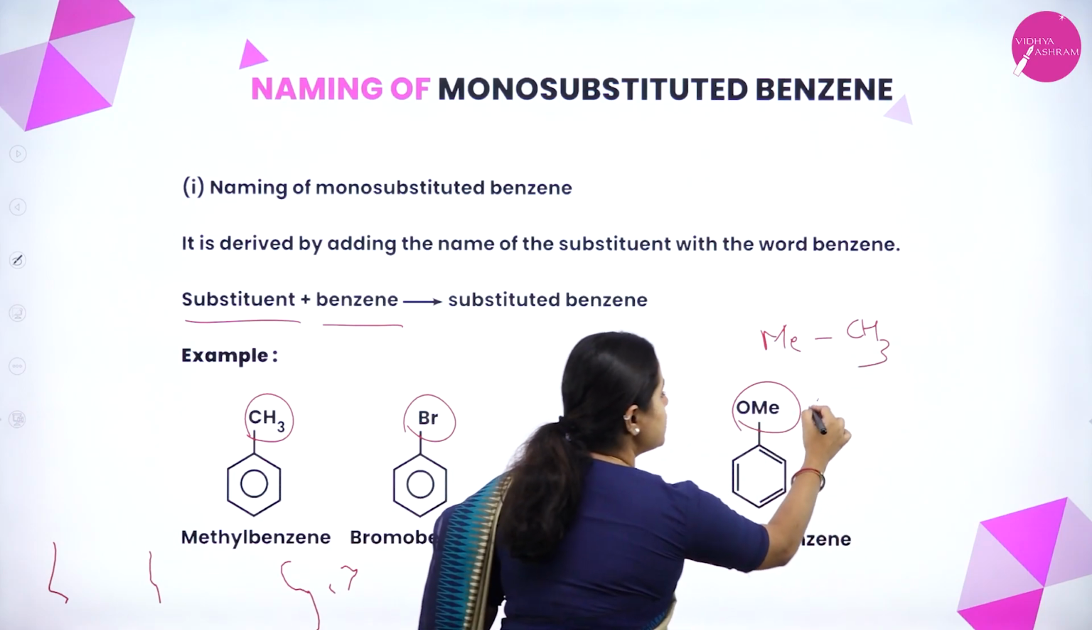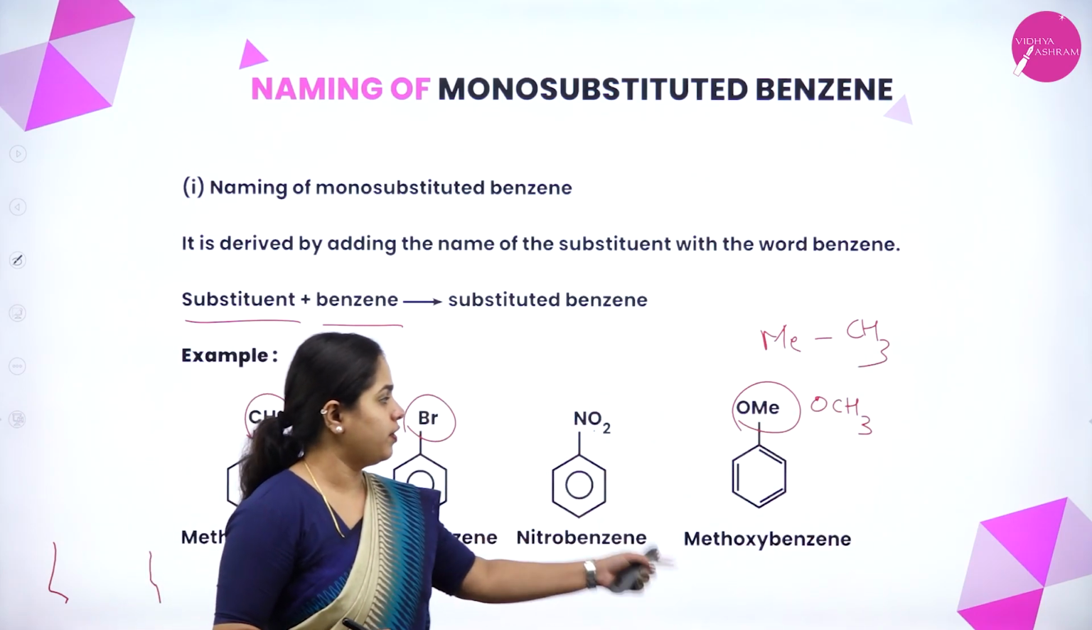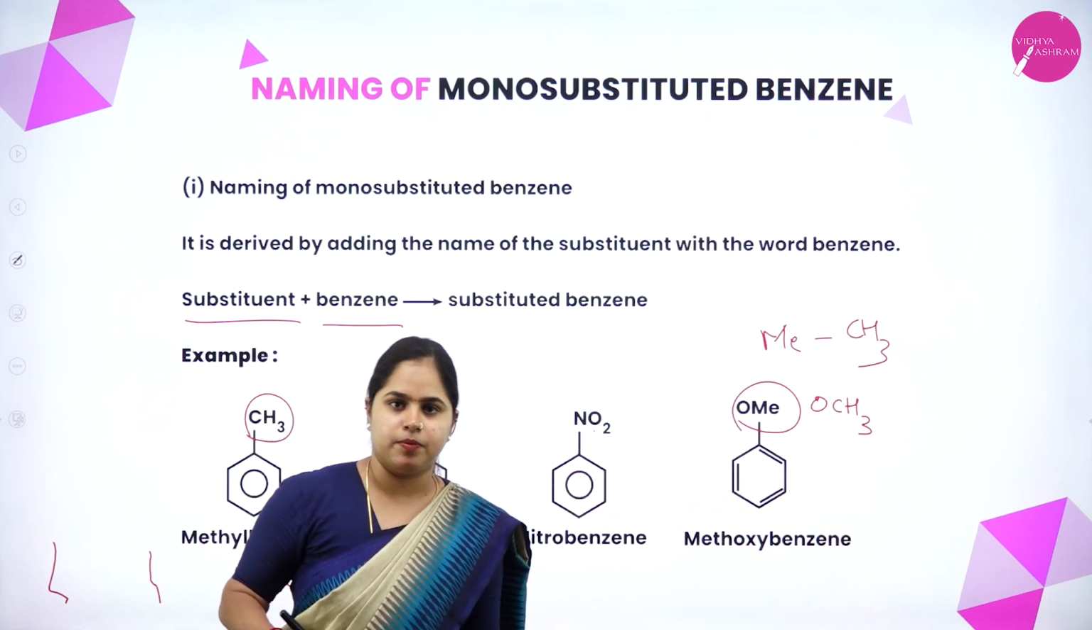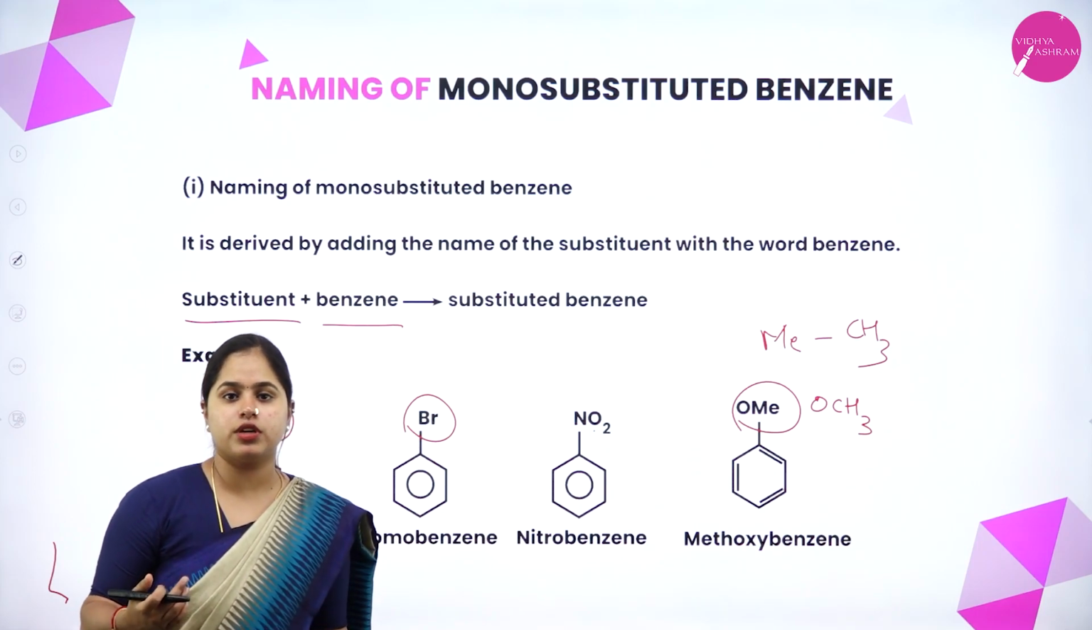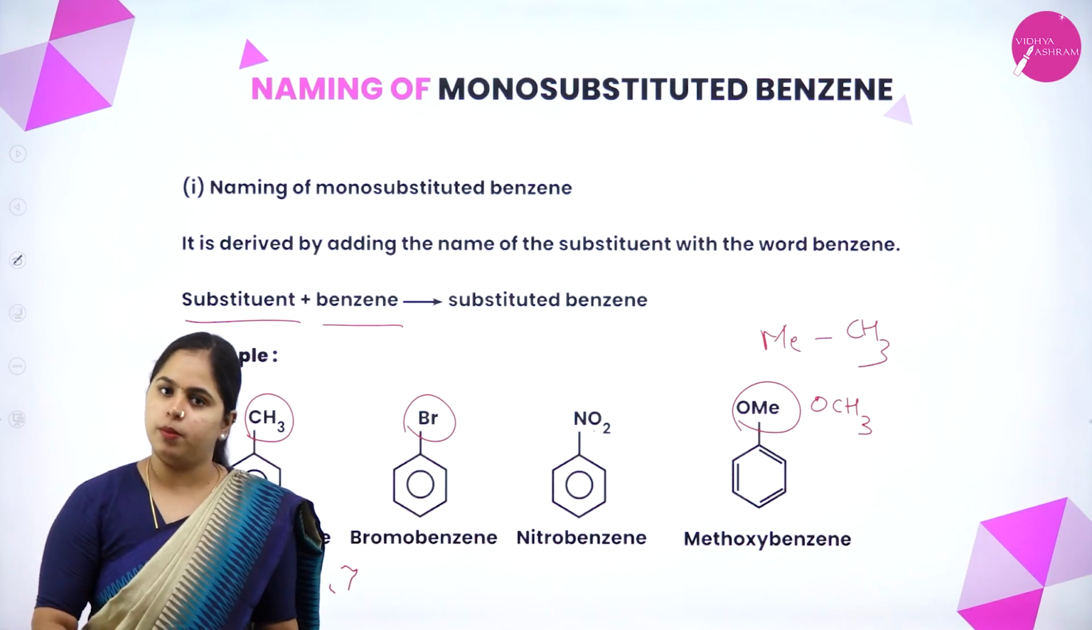So OMe is OCH3. Right, OCH3 it is. So what will be the prefix then? Methoxy. So methoxy, and it ends with benzene. Okay, so for monosubstituted benzenes, the substituent name is written first and then followed by benzene.